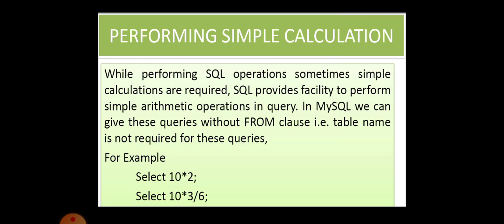We can also perform simple calculations in MySQL. Example: select 10 into 2, that is 10 * 2. It will display 10 * 2 as the column name, and then it will display 20. Similarly, the next one, 10 * 3, that is 30, divided by 6, we will get 5. So the output will have 10 * 3 / 6 as the column name, and below that you will get 5.